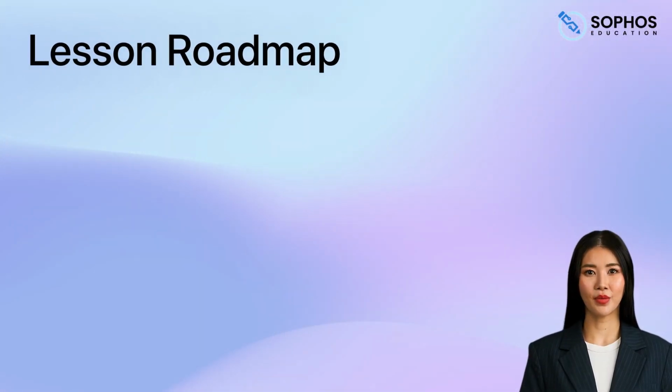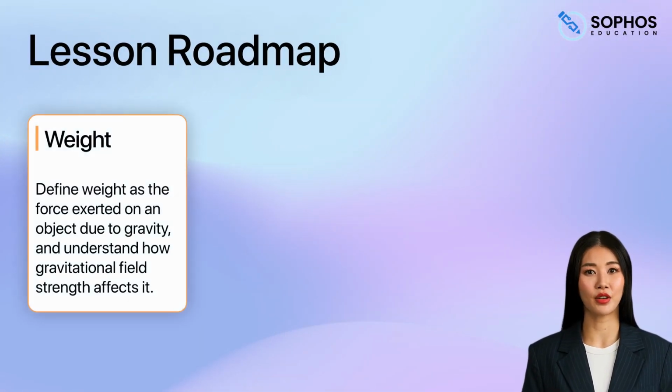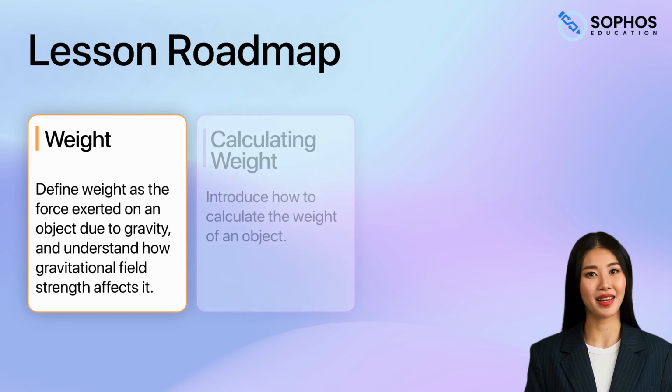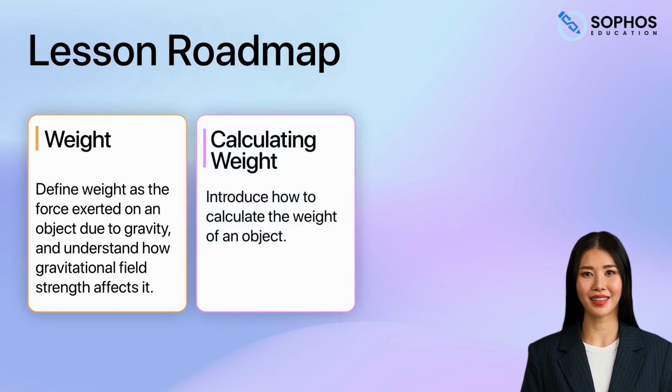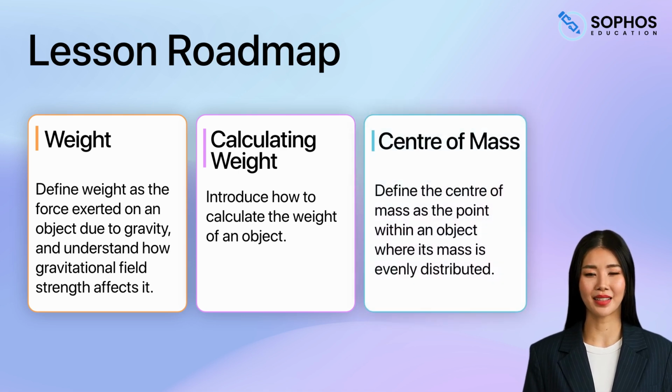In today's lesson, we will define weight as the force exerted on an object due to gravity. Moreover, we'll see how the concept of gravitational field strength will explain the intensity of this force at specific locations. Next, we'll introduce how to calculate the weight of an object. Finally, we'll then define the center of mass as the point within an object where its mass is evenly distributed.